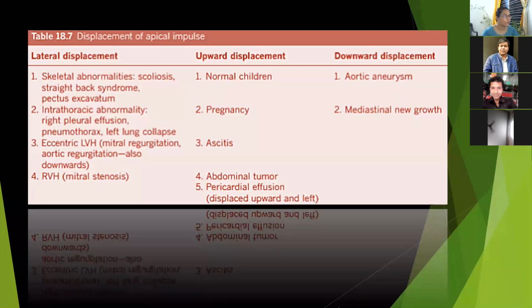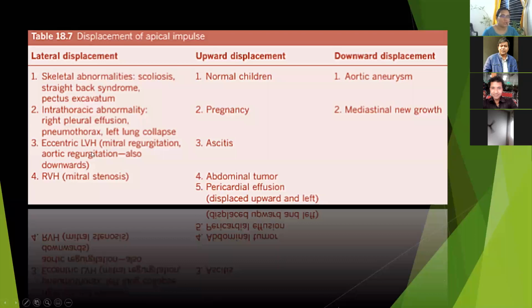So when does it occur? It occurs in skeletal abnormalities like scoliosis, straight back syndrome, or pectus excavatum. Again, we have already talked about intrathoracic abnormalities like right-sided pleural effusion and right-sided pneumothorax, which will push the heart to the left. So the apex beat will go outside the midclavicular line. Again, left lung collapse will pull the heart to the left. So again, the apex beat will go outside the left midclavicular line.